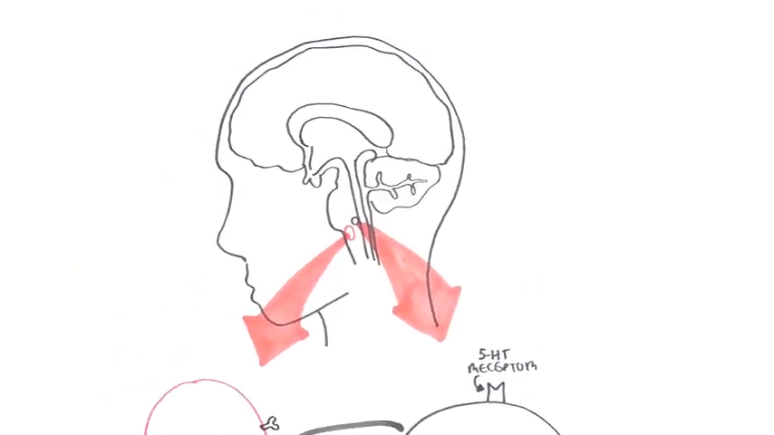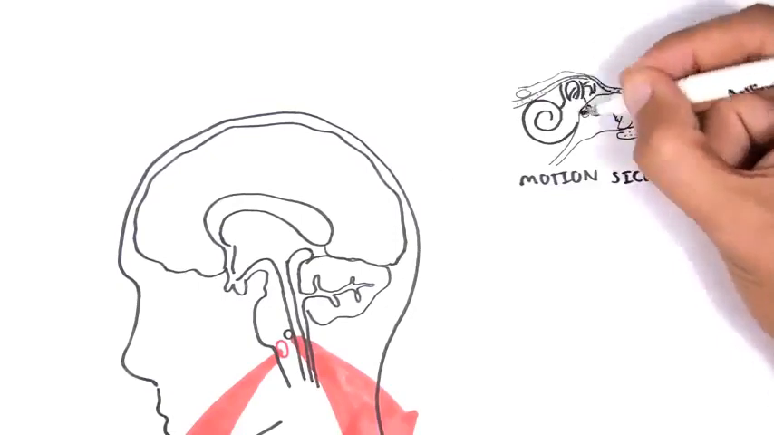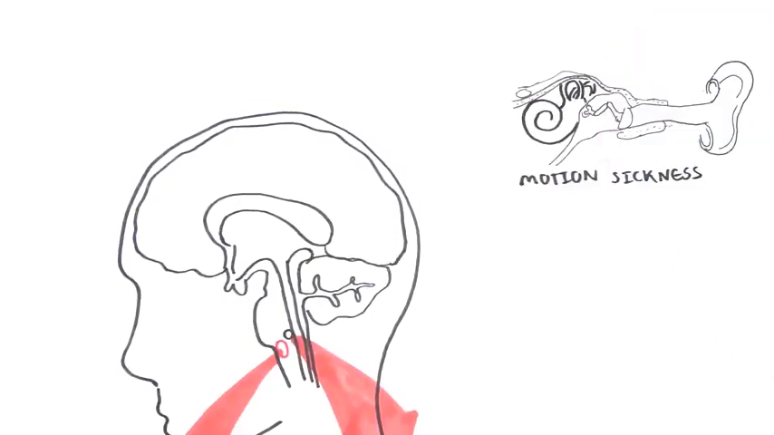Motion sickness is a very common thing people experience. And the cause of motion sickness actually comes from the inner ear, a bony structure called the labyrinth. The labyrinth is made up of many areas, one of which is called the vestibule, a structure important for balance in space.